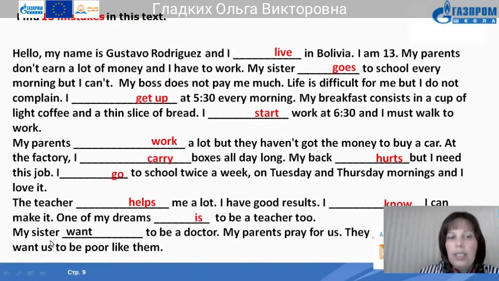Next, my sister want to be a doctor. Of course, instead of want, we should use what? Wants, yes. My parents pray for us. They don't want us to be poor like them. Okay, good. Now let's continue.